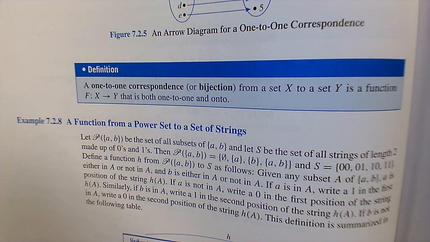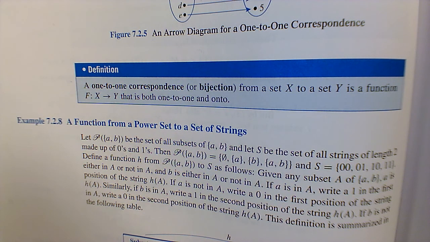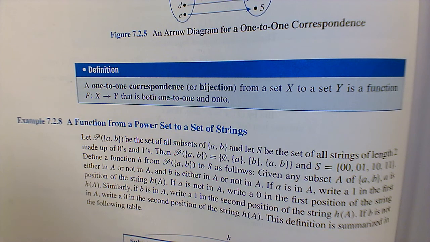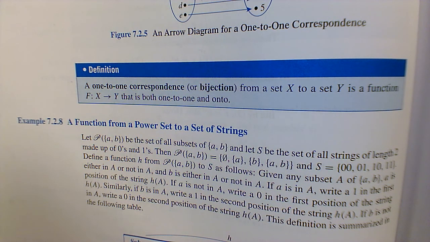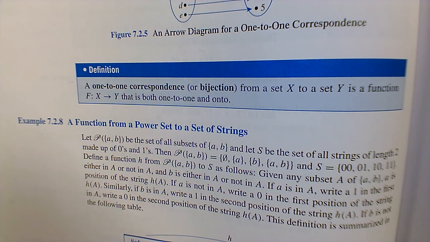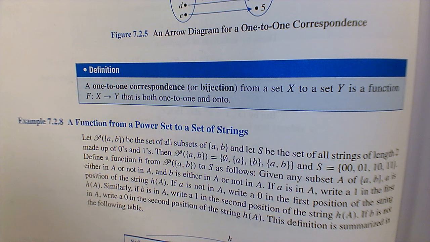Our third definition that goes with functions, or our third property with functions, is what's called a one-to-one correspondence, or a bijection. And it's basically built on our two previous definitions. A function is called a one-to-one correspondence if it has both the properties of being one-to-one and onto.